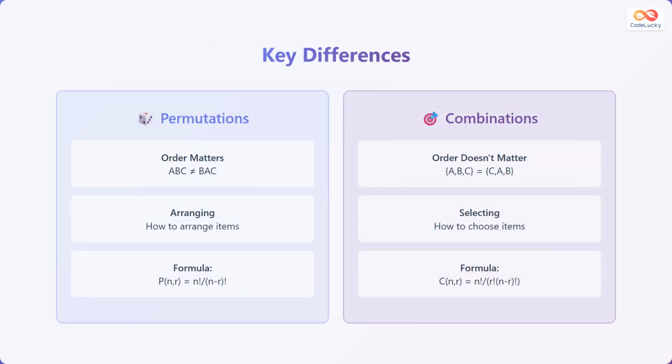Let's summarize the key differences between permutations and combinations. For permutations, order matters, meaning A, B, C is different from B, A, C. Permutations deal with arranging items, and the formula is P(n, r) = n! / (n - r)!. On the other hand, for combinations, order doesn't matter, so the set A, B, C is the same as the set C, A, B. Combinations deal with selecting items, and the formula is C(n, r) = n! / (r! times (n - r)!).